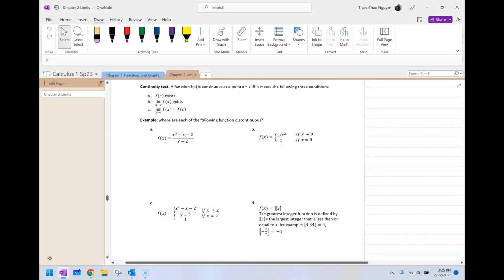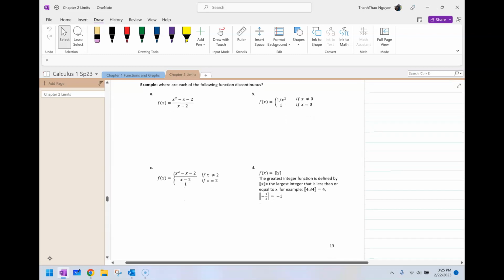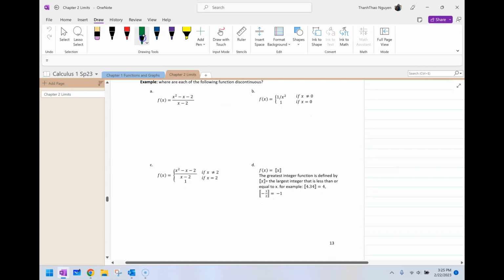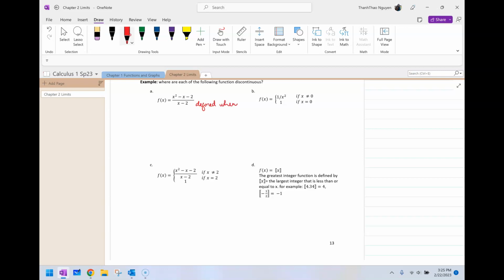Now determine where each of the following functions is discontinuous. So let's take a look at the first function. Well, this is a classic function that we see all the time, right? So we know that this function is undefined when x is equal to 2. So I can say that's the case. This means f of 2 does not exist.